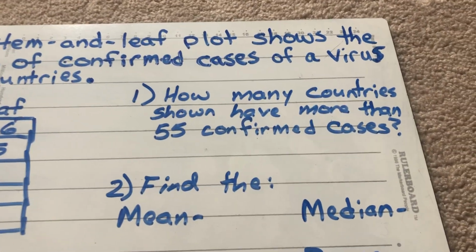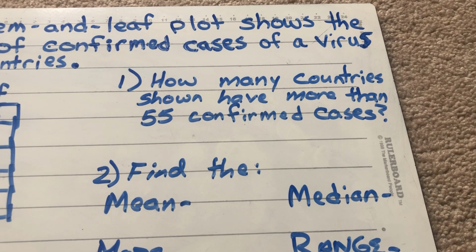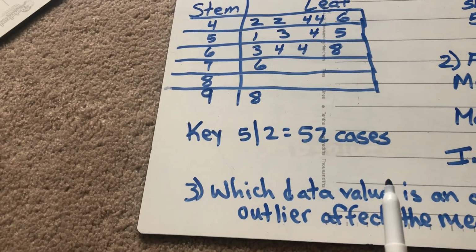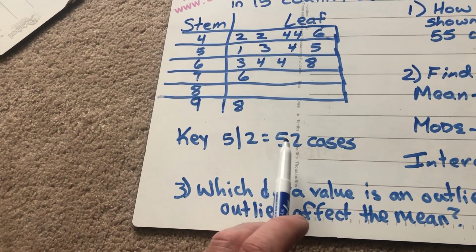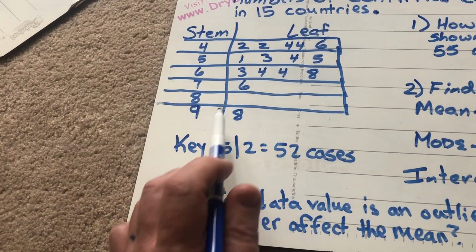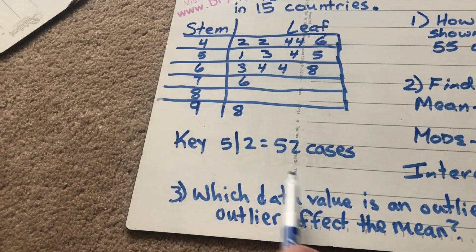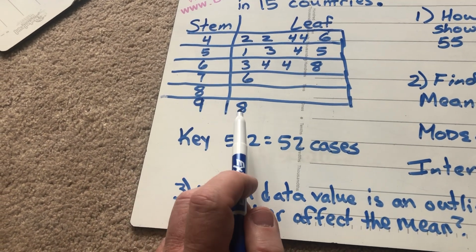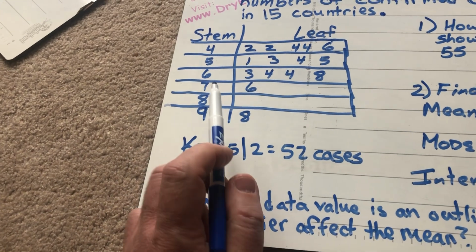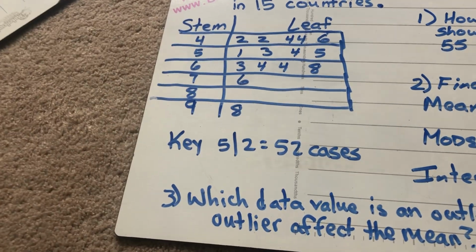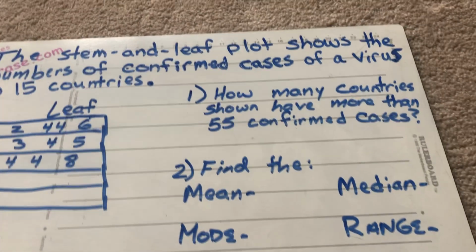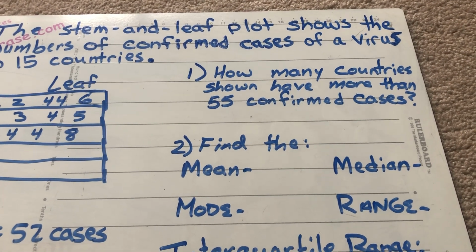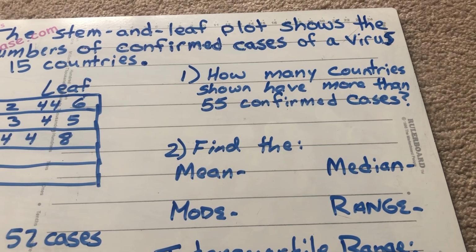So the first question is, how many countries shown have more than 55 confirmed cases? Well, once again, we look at the key, and it would say, if we had a 5 and a 2, which we don't have, that would mean that there were 52 cases. So we understand that a 9 and an 8 mean 98 cases, or the 7 and the 6 means 76 cases in that country. So how many countries shown have more than 55 confirmed cases?